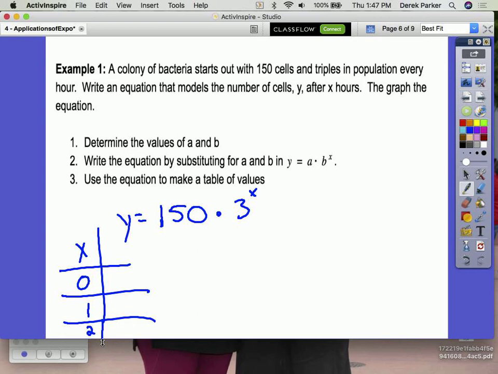150 times 3 to the 0 power, well, that ends up being 1, and so that equals 150. Next, 3 to the first power is 3. 150 times 3 would be 450. And then 3 to the second power is 9, and 9 times 150 is 1,350.